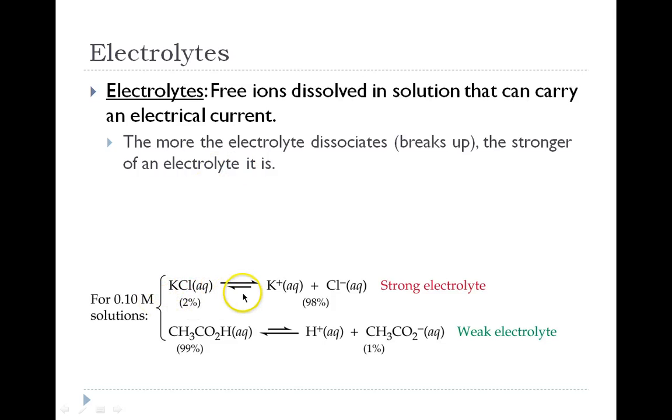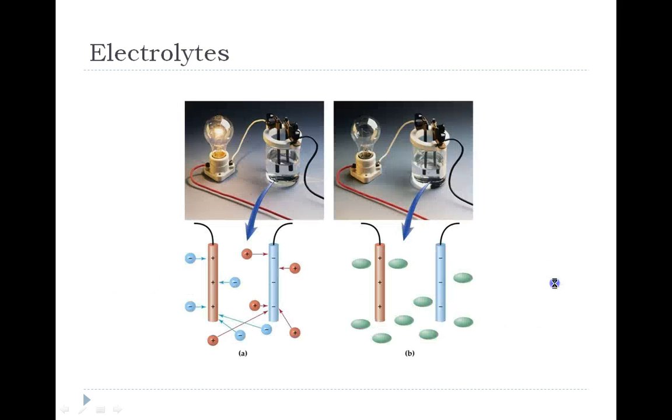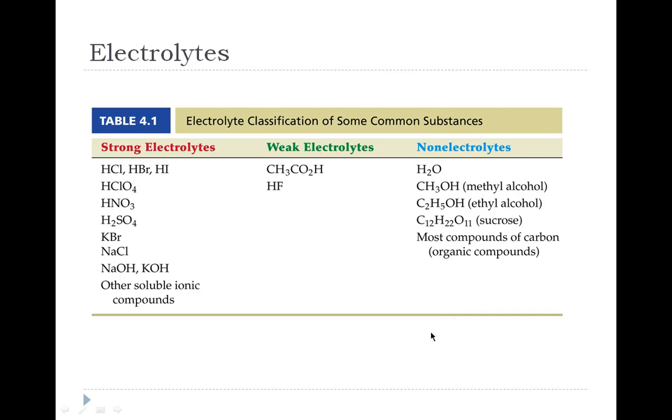So potassium chloride is a strong electrolyte. That means when I put KCl in water, 98% of it breaks apart. If I put vinegar or some other weak electrolyte in water, what'll happen is that most of it sticks together and doesn't break apart. You need ions in solution in order to carry an electrical current. So a classic example of this is I have an electrolyte in this solution, and it's able to complete the circuit and light up the light bulb. I have a non-electrolyte in this mixture, and since there are no ions in solution, it's not able to carry an electrical current, and the light bulb circuit is not complete, so the light bulb does not light up. Here are some examples of strong and weak electrolytes and non-electrolytes.